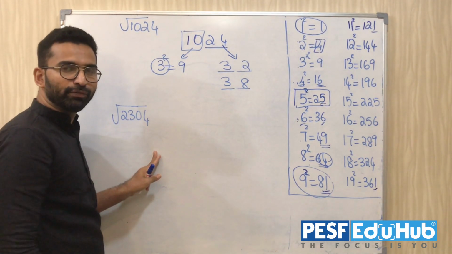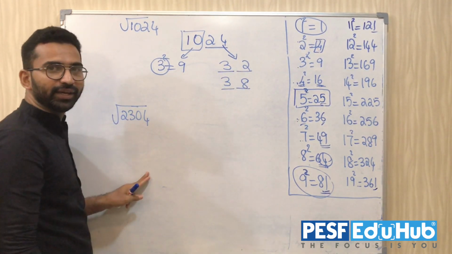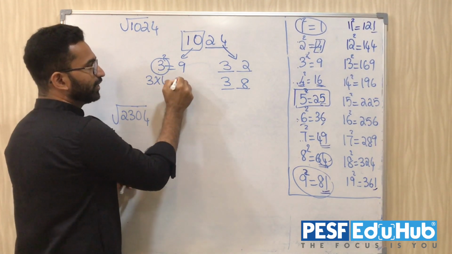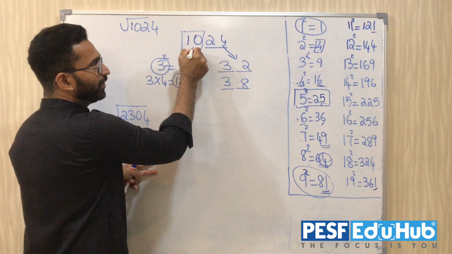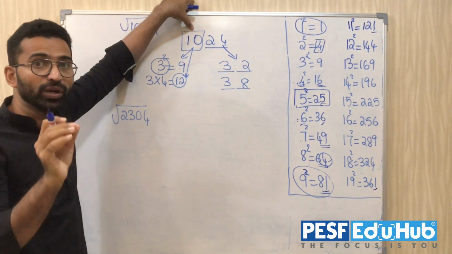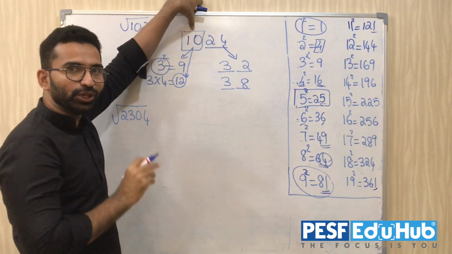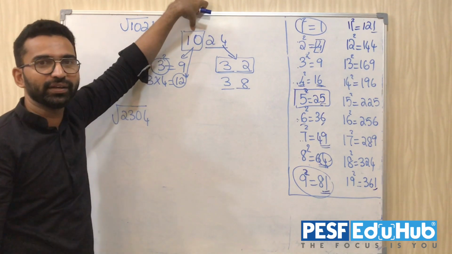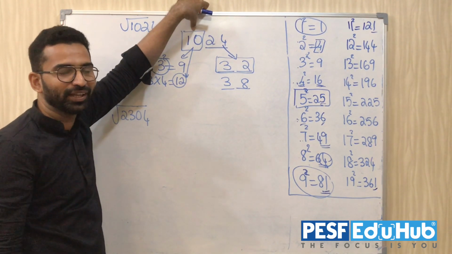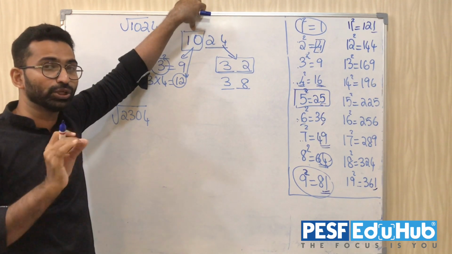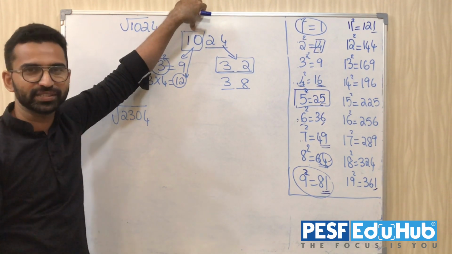So how can you confirm whether it is 32 or 38? As I told you, multiply this 3 with the 4, I'll get 12. Now compare these two numbers, 10 and 12. The number 10 is actually smaller than 12. It means you have to consider the smaller number between 32 and 38. So your answer will be 32. Very simple. Just make a practice. Definitely, as I told you, you will be taking less than 20 seconds.